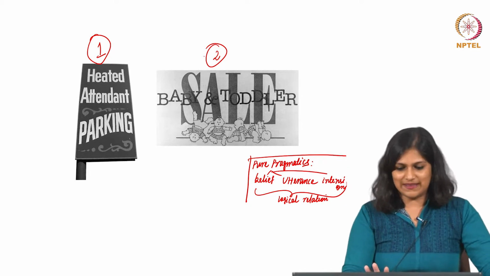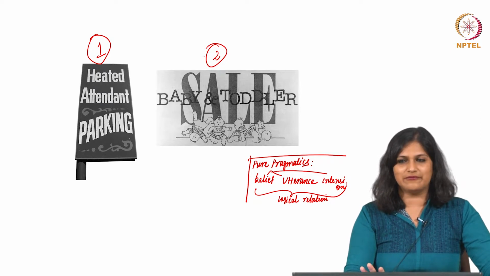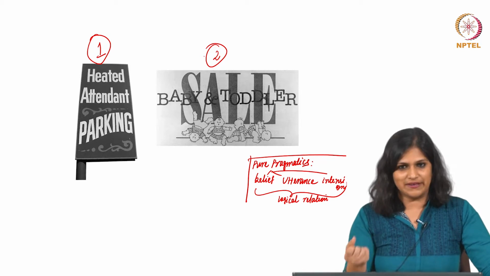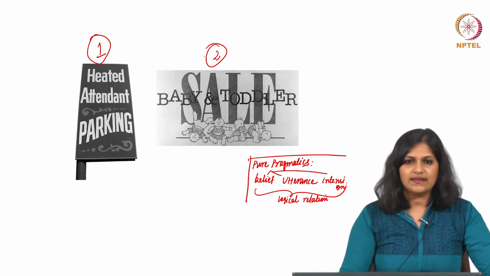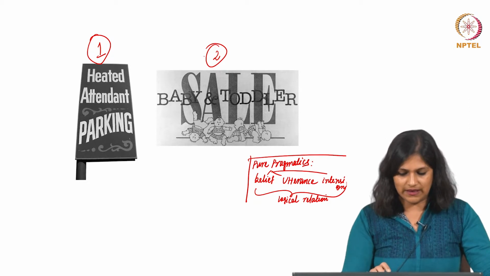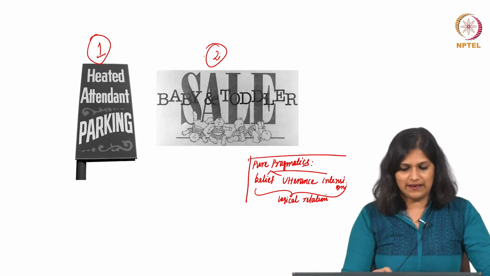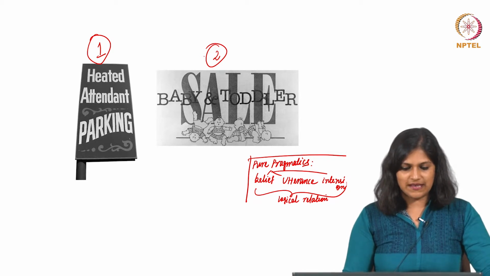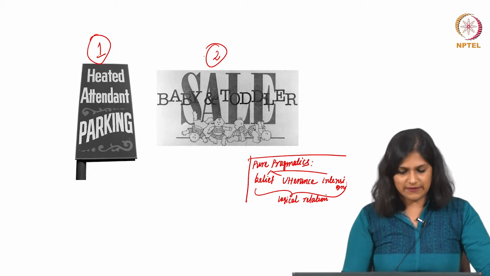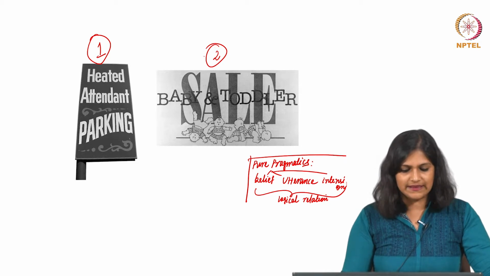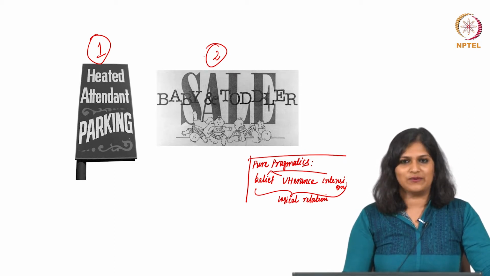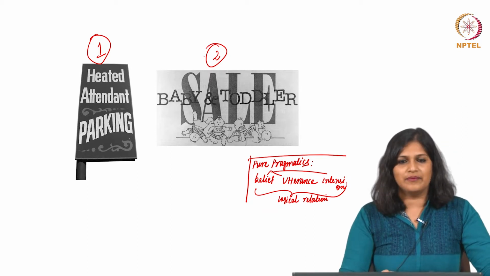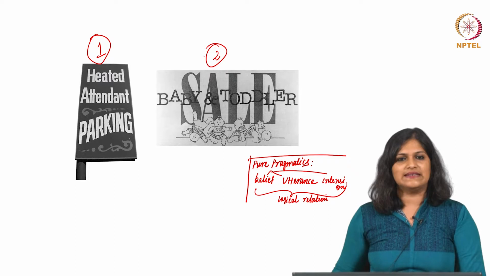Okay. So these are the perfect examples of how the minimum number of words can also create a lot of confusion, especially when you are trying to understand it from the linguistic perspective. Okay. So what does the first picture say? The first picture says heated attendant parking. What do you understand? What is that? I told you, this is from Yule's book. So what do you think it means?